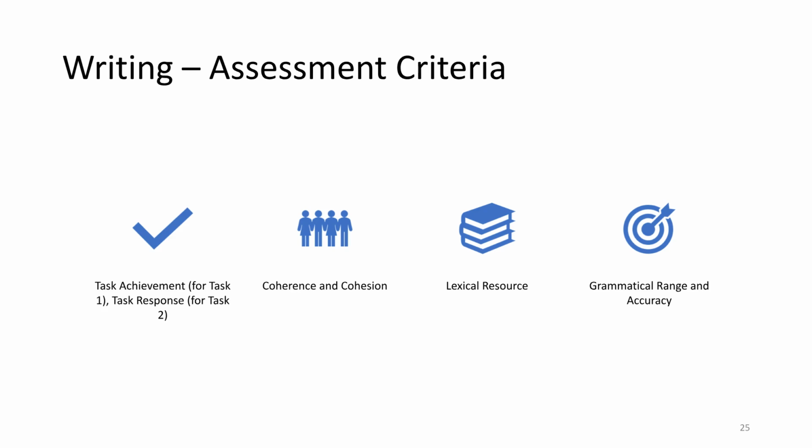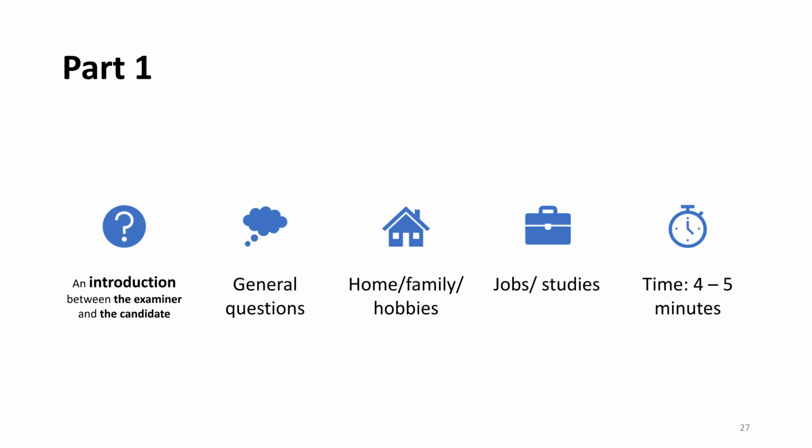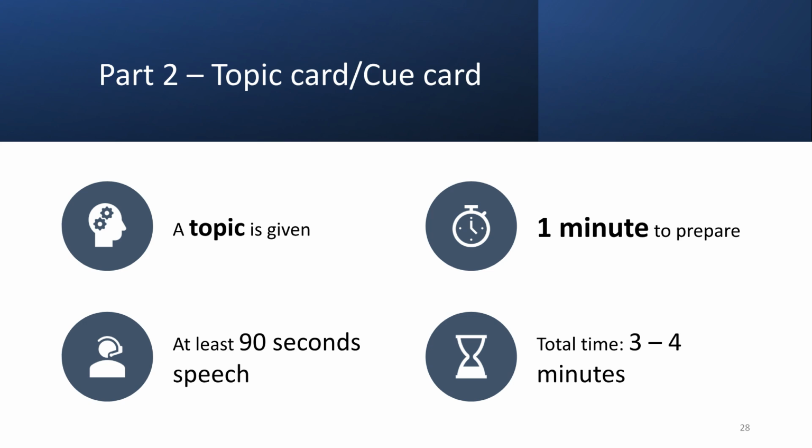The writing assessment criteria include task achievement or task response, coherence and cohesion, lexical resource, and grammatical range and accuracy. Finally, the speaking test is an 11 to 14-minute face-to-face interview divided into 3 parts. Part 1 is a 4 to 5-minute introduction and general Q&A on topics like home, family, hobbies, jobs, or studies. Part 2 is the topic card or cue card section.